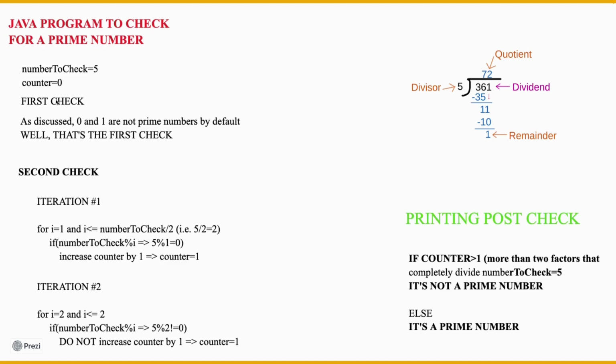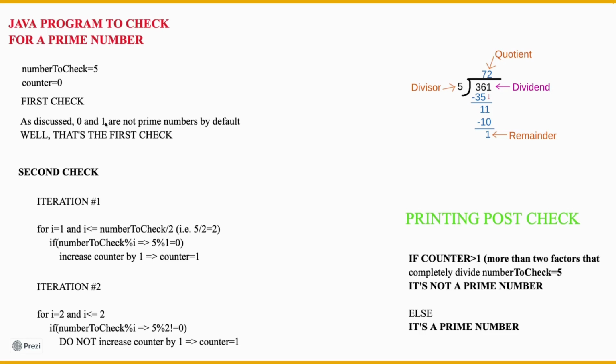First check, it says if the number is 0 or 1, then the number is of course not prime, right? As we discussed in the definition. So the first check says that if the number to check is less than or equal to 1, then it is for sure that the number is not prime. Less than or equal to 1 means if it is 0 or 1, it's not a prime number, right? That is the first check, which is a bit less important. Now, the second check is most important.